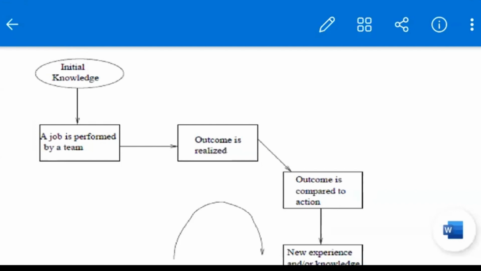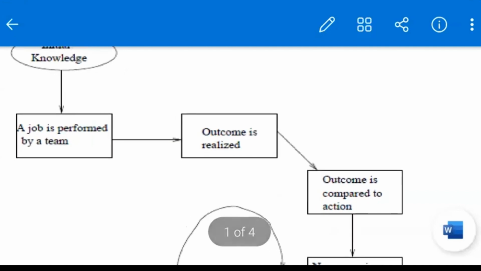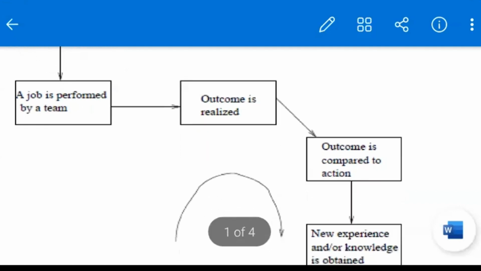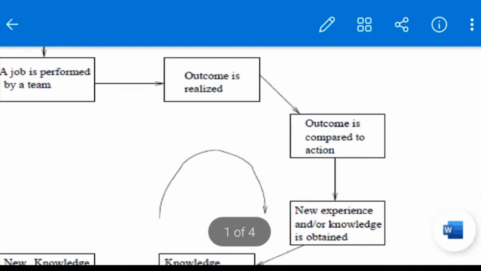So first of all we should have some initial knowledge of tea preparation, then the job is performed, that is, the tea is prepared, then its outcome is realized. For example, if we have added some ginger in it, its outcome is that it should have some flavor of ginger. Then that outcome is compared to the action, that is, whether the tea which we are sipping is having a ginger flavor or not.